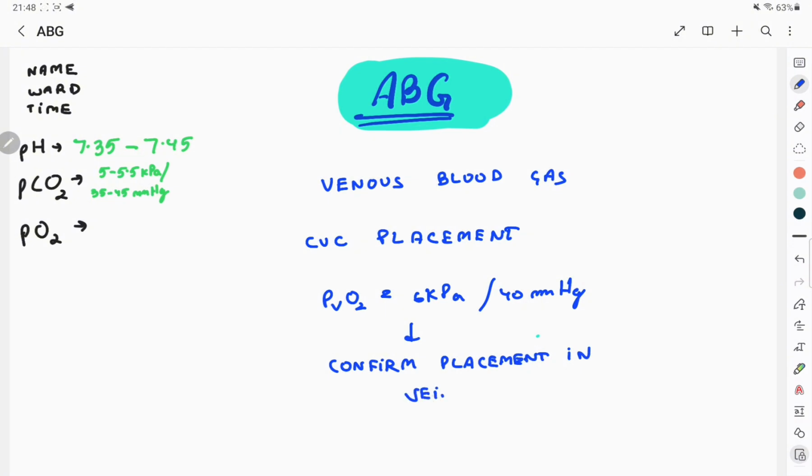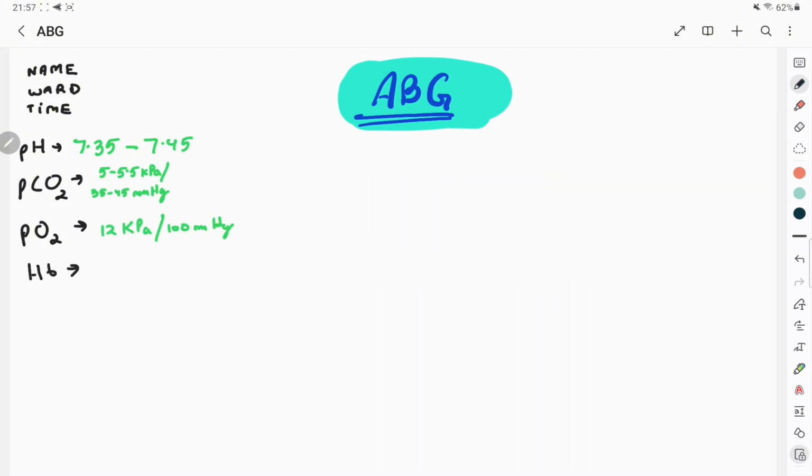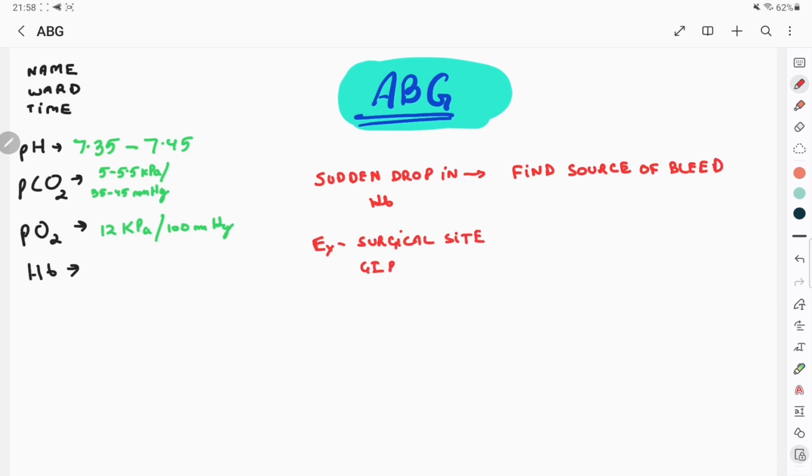Next step on the strip, look at the hemoglobin concentration or Hb. Because an ABG gives you a near instant readout, it is often your quickest clue that a patient is acutely losing blood. If you notice a sudden, unexpected drop in your patient's hemoglobin, your immediate clinical priority is to find the source of bleeding and control it. Whether it is a surgical site, a GI bleed, or internal trauma, stop the tap first.